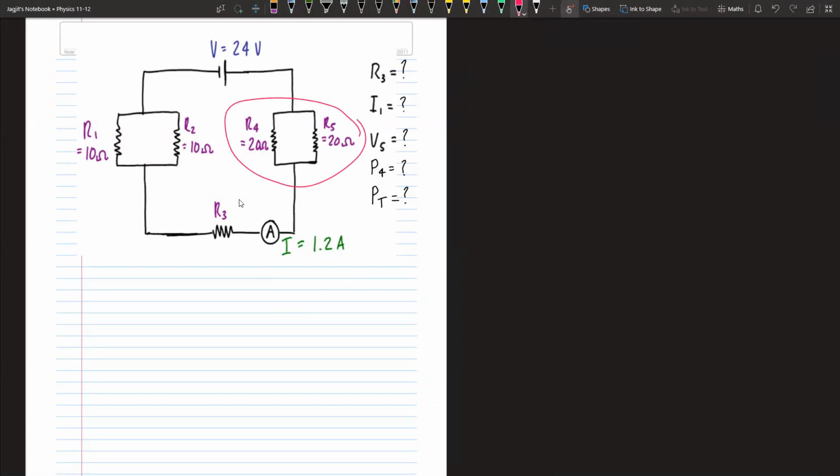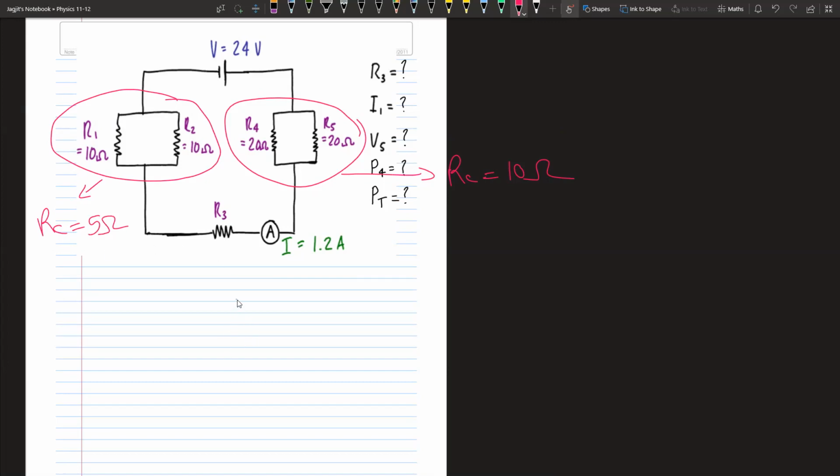I'll give you another trick. If you have two equal resistances in parallel, their combined resistance will be half of it, which is 10 ohms. You can use the formula and you will find out. Same over here, these two resistances are in parallel. If I combine their resistance, it will be 5 ohms.